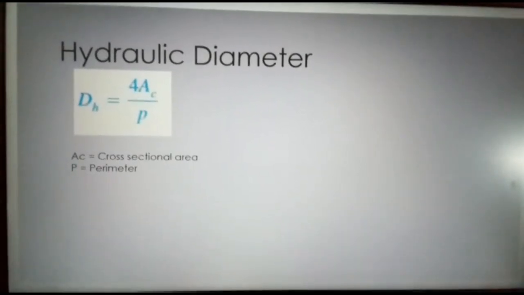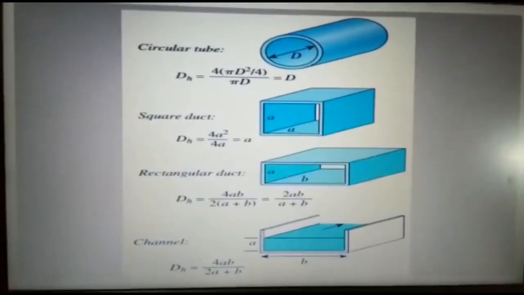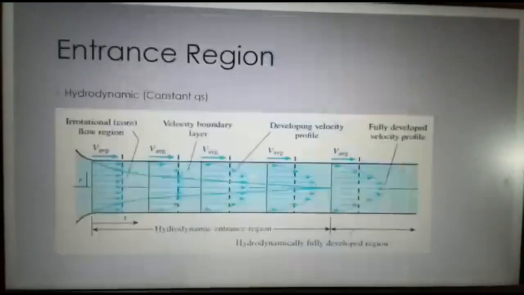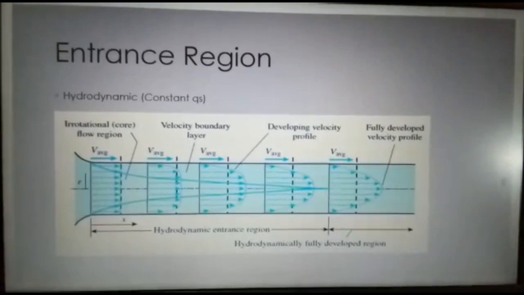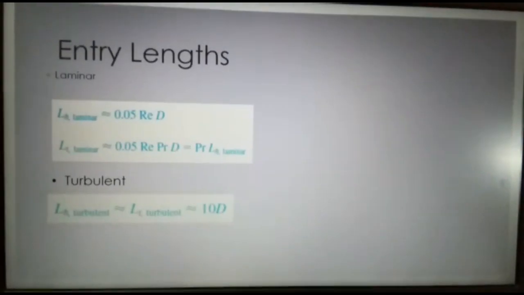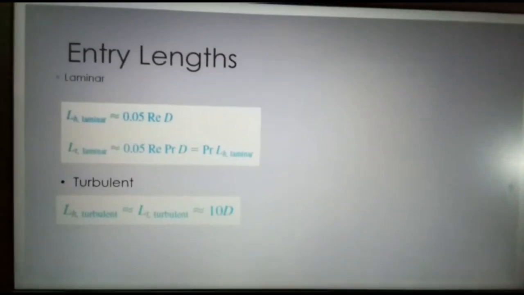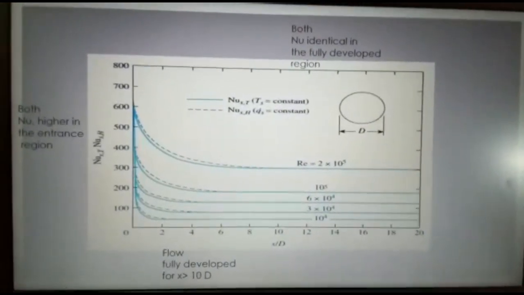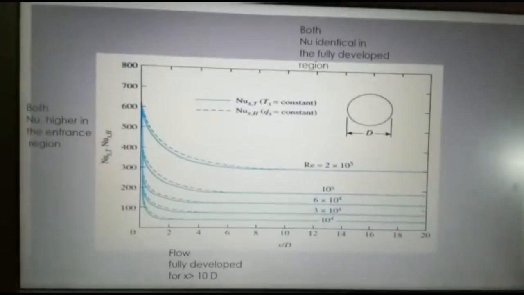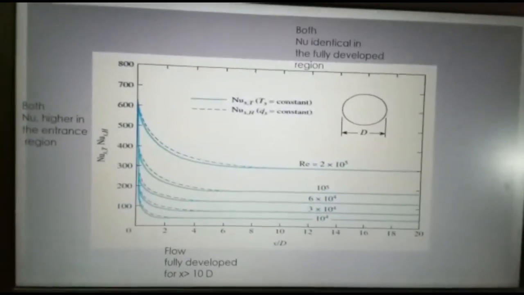Then this is the hydraulic diameter D_H equation. It consists of circular tube, square duct, rectangular duct and channel, which have different formulas. And then this is the entrance region for hydrodynamic, and this is the entrance region for thermal. Then this is the entry length equation for laminar and turbulent. And then it is the graph that explains that both f and u are higher in the entrance region and both f and u are identical in the fully developed region. Flow is fully developed for x more than 10 diameters.